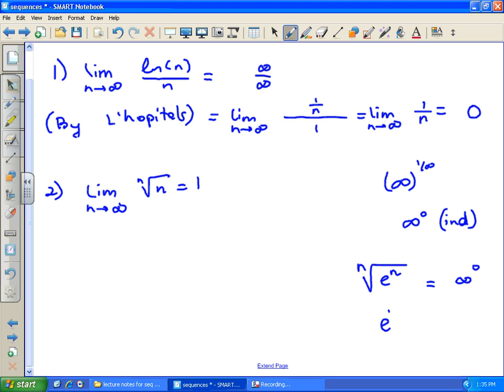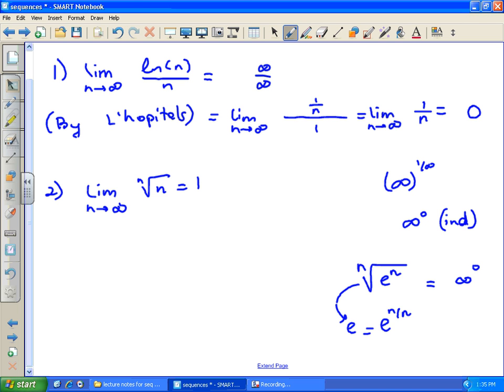That's e to the n over n, right? What is that? What is e to the n over n? E to the 1, right? E. So it looks like the limit of this is going to be e.